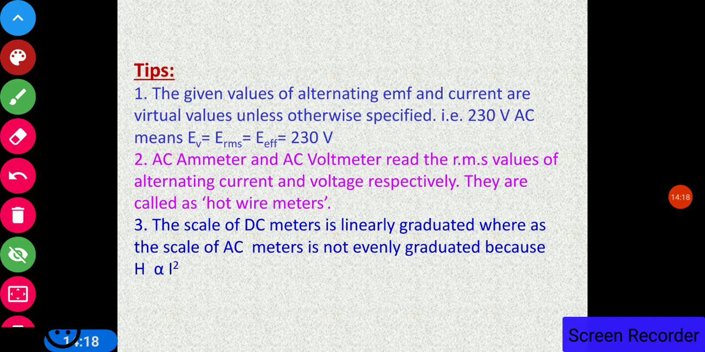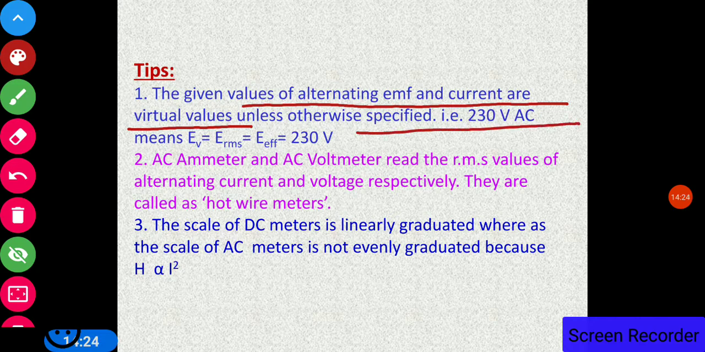Now again, the given value of the alternating EMF and the current are the virtual values unless otherwise specified, that is 230 volt for the AC. So it means that the RMS value is 230 volt. Whatever value is coming in our house, 220 volt or 230 volt, that is the RMS value. So from here we can calculate. Now we know that E effective is equal to E naught upon root 2.